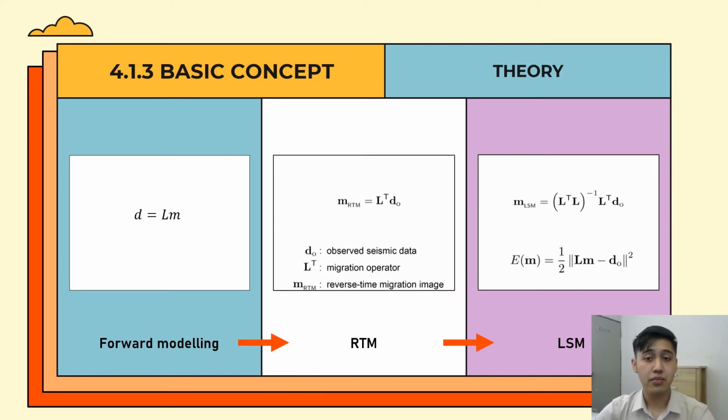Again, instead of computing an image with L transpose, we can get a better image with LSM. As you can see, the LSM formula is similar to the RTM formula, but with the addition of the inverse Hessian. To solve this equation, we can't store and compute the inverse Hessian. What we do instead is pursue an iterative solution by solving an optimization problem. We are trying to minimize, with respect to the reflectivity model m, the difference between predicted data, given by Lm, and observed data D.